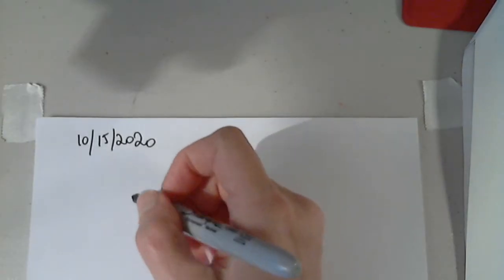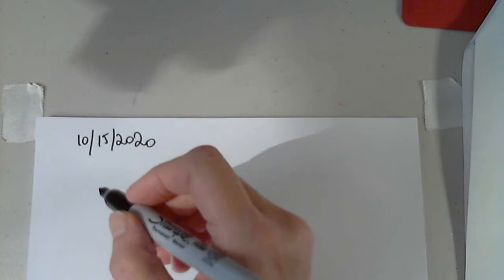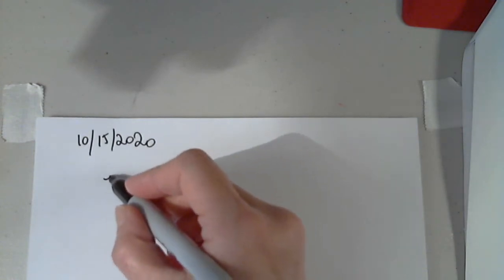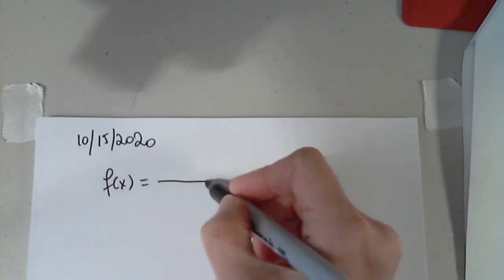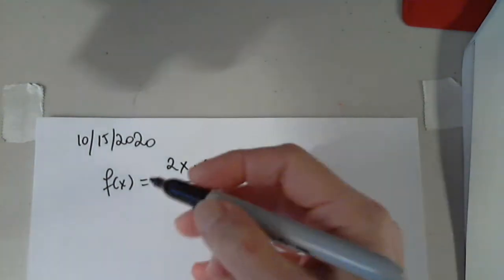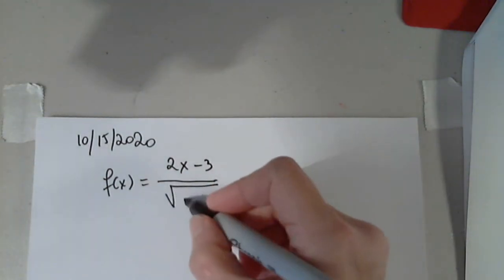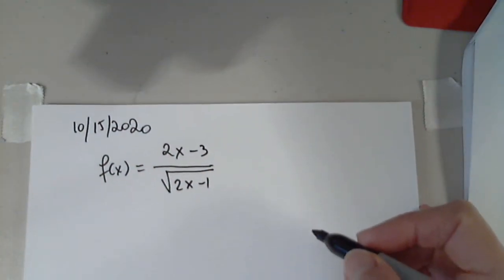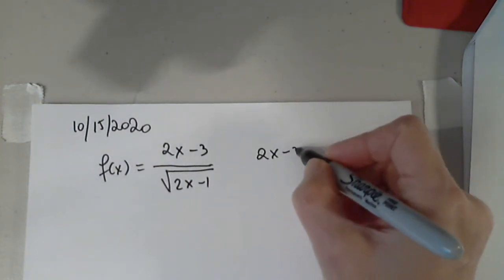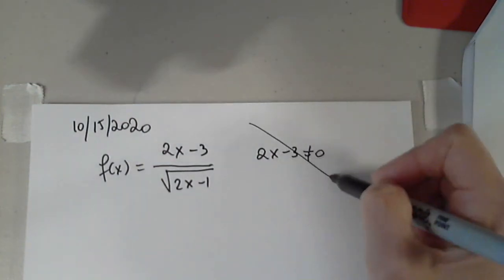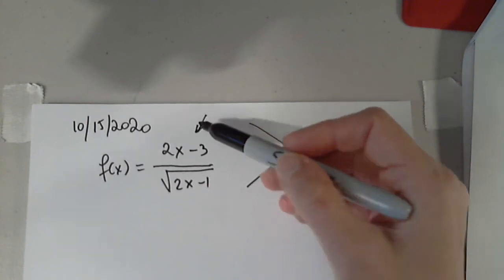Yes. Before you say anything, there was a problem on the quiz on Tuesday. Something like this. I don't remember the top. Correct me if I forgot something. And my students wrote 2x minus 3 not equal 0. We never state a restriction on the numerator.